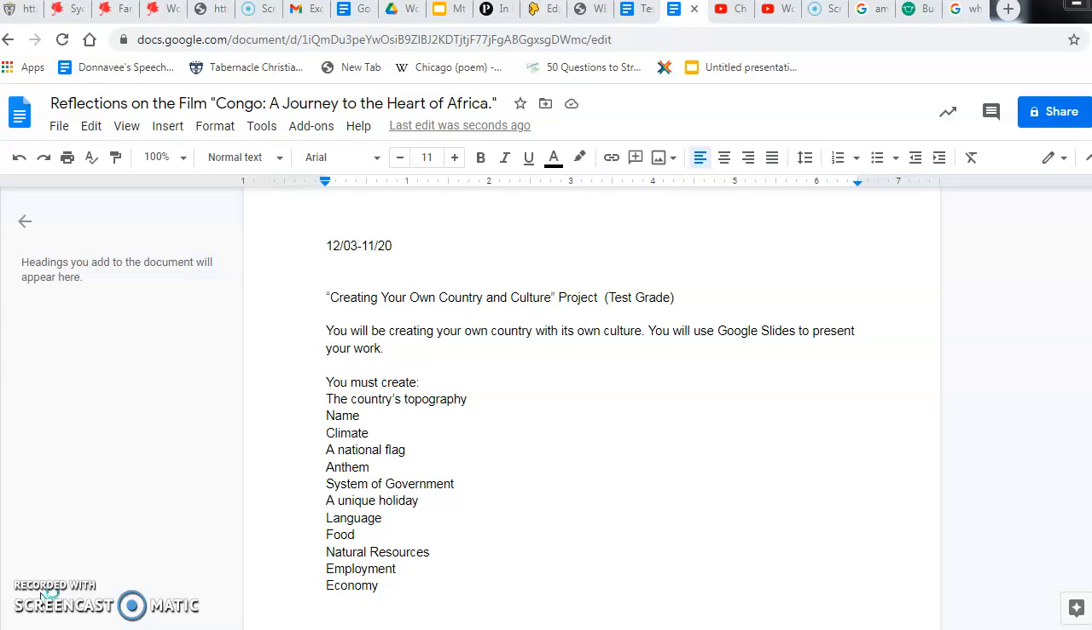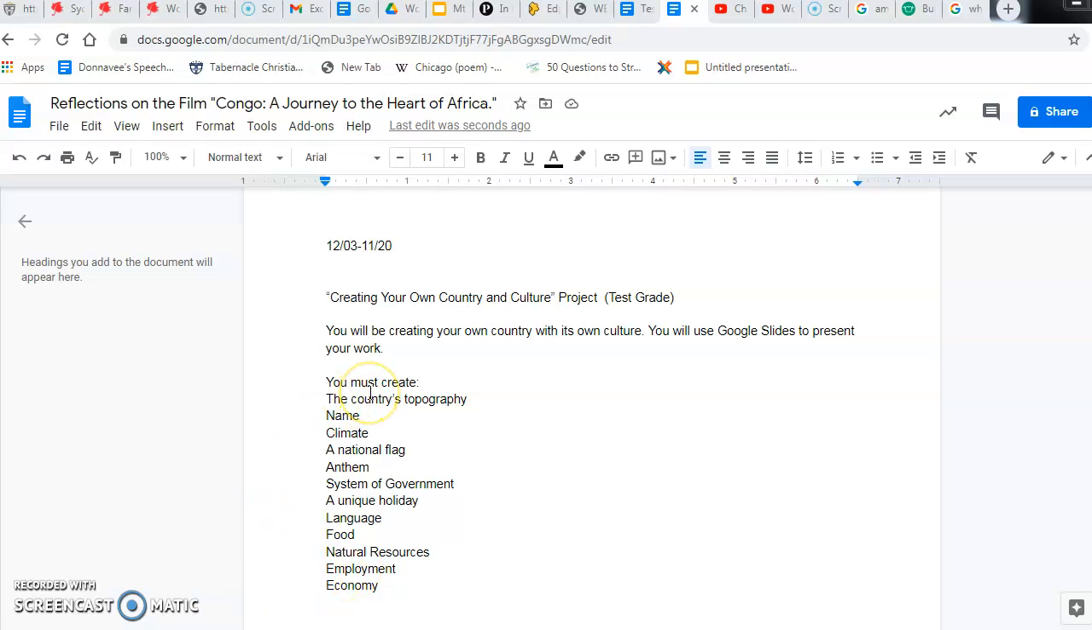So what do I expect of you? Well, you're going to be using Google Slides to present your project, and what you're going to be doing is creating your own country with its own culture. So for each of these headings here, there needs to be a correlating Google Slide page, a Google Slide for each of those items. Okay, so I'm going to go over them just to give you an idea what I'm expecting.